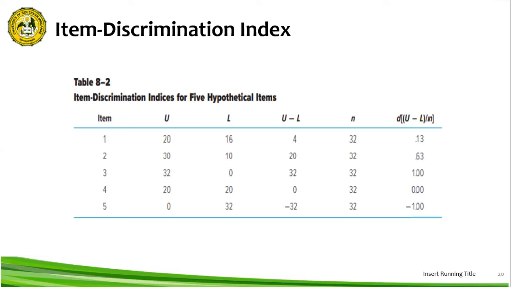Ito namang item 5 with an item discrimination index of -1 indicates that all members of the upper group answered the item incorrectly while all members of the lower group are correct. So itong item 5, it should be under revision o kaya i-eliminate na itong item na ito.